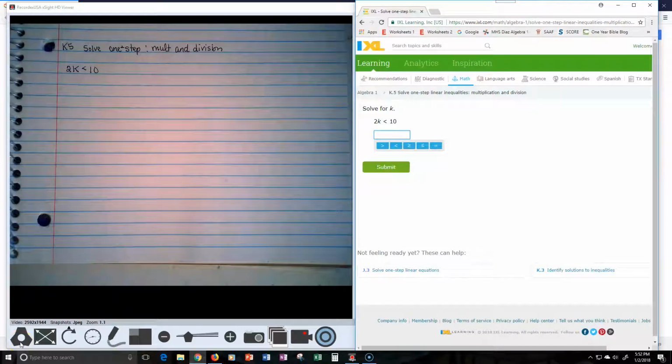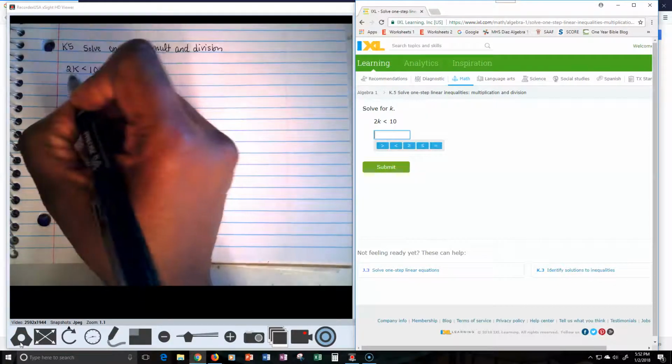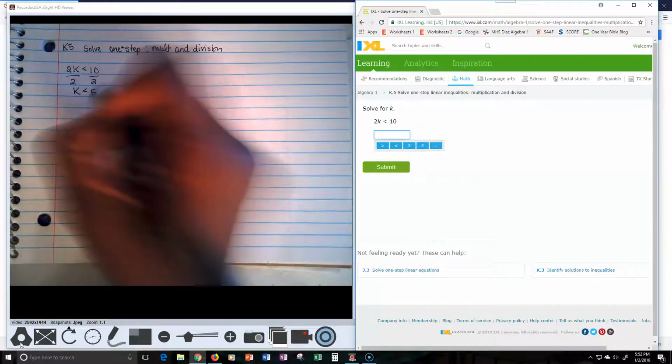All right, so we're looking at K5. We're solving one-step linear equations by multiplication and division. So we've got 2k is less than 10. We're going to divide both sides by 2, and therefore we get k is less than 5.